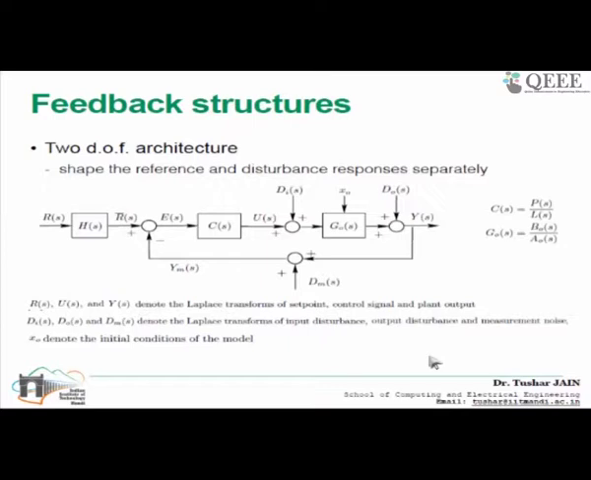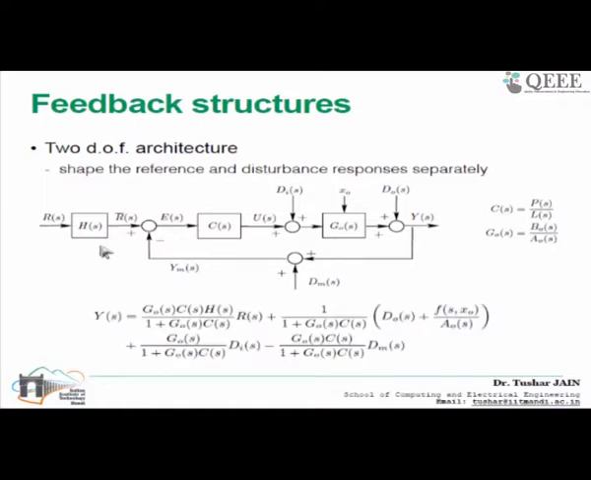Now let's quickly see this 2 degree of freedom architecture. What we have done in this architecture is that we could shape the references and the disturbance rejection separately. We put an H of S transfer function just after the R of S. So here we are designing two transfer functions, C of S and H of S, and how it helps us to shape the reference and disturbance responses separately, we'll see when we write the equations for the output and input of the plant.